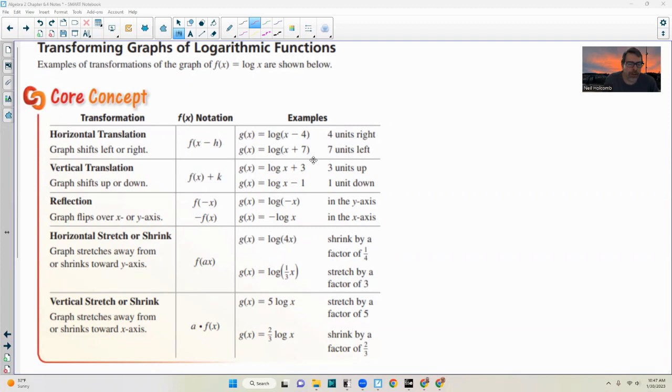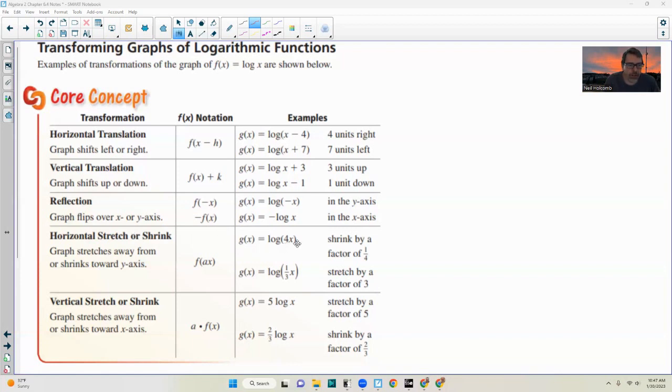So the rules are the same. The log of something in parentheses, you move opposite directions. A vertical transformation is when it's log of x with a constant after, not in parentheses. So log of x plus 3 is 3 units up. Log of x minus 1 is 1 unit down. If you take the log of a negative, it's a reflection in the y-axis. And if you negate the log of x, it's a reflection in the x-axis.